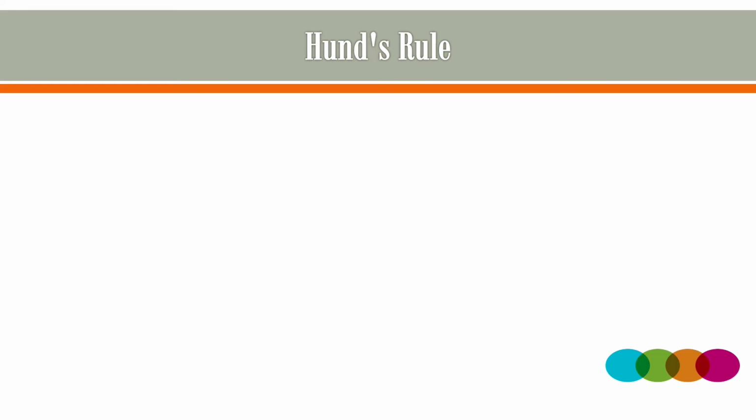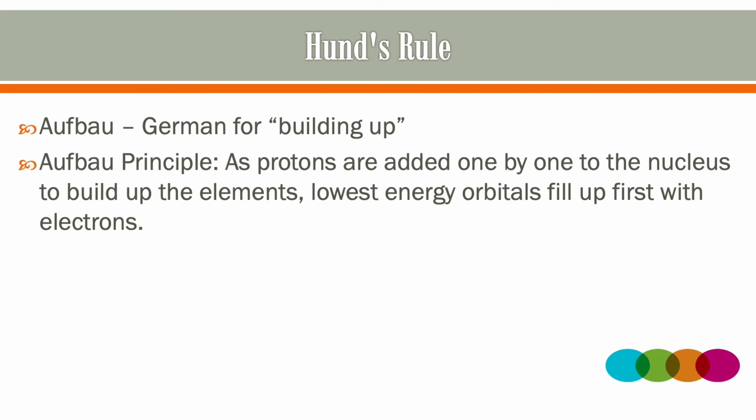We learned in an earlier video that Aufbau is German for building up. In chemistry, we use this term to describe how to build up an electron configuration. The Aufbau principle explains that as protons are added one by one to the nucleus to build up the elements, the lowest energy orbitals fill up first with electrons.